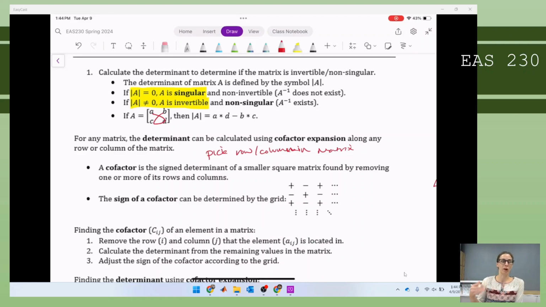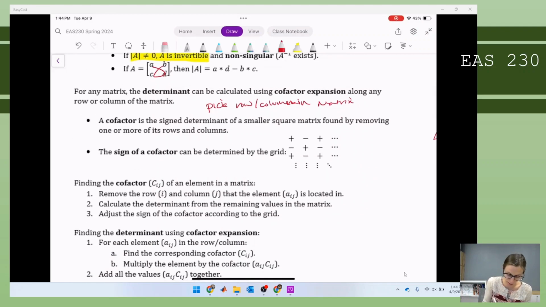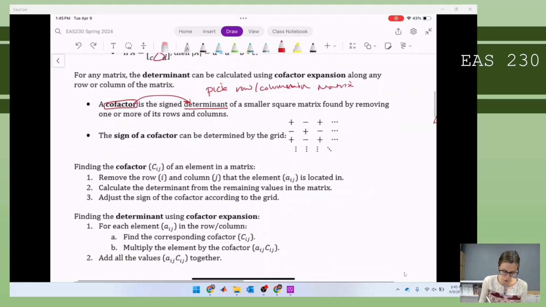Before we get to cofactor expansion, we need to know what in the world a cofactor is. A cofactor is a signed determinant. So a cofactor itself is a determinant. In order to calculate the determinant, we need to find more smaller determinants. We do this by removing rows and columns from our matrix and then changing the sign on our answers based on this grid here. If we want to find the cofactor Cij for an element, we remove that row and that column from the matrix, calculate the determinant of the remaining values, and then adjust the sign according to the grid.